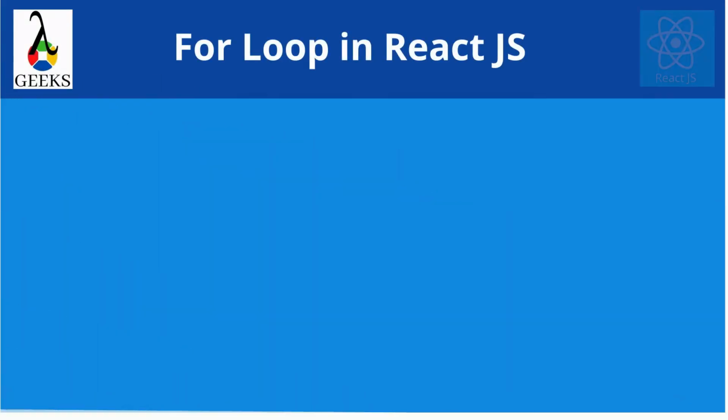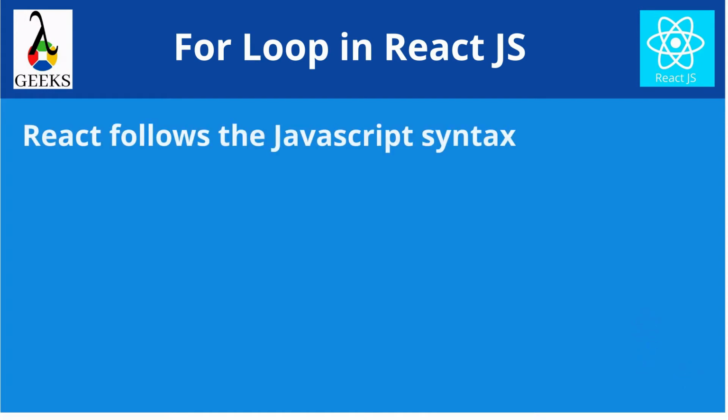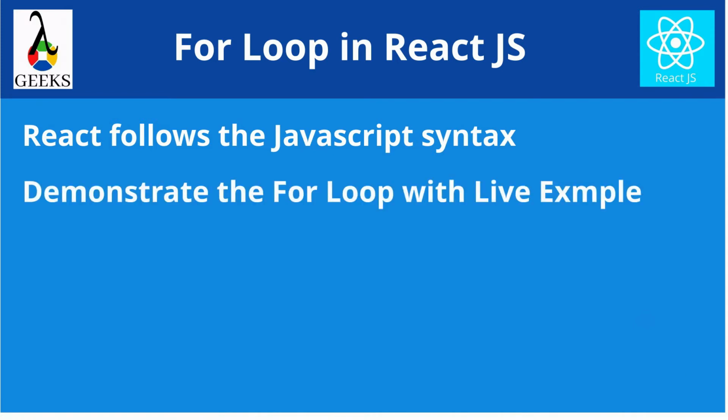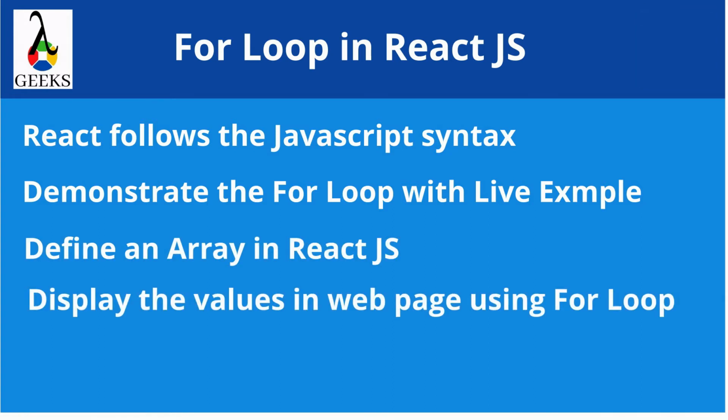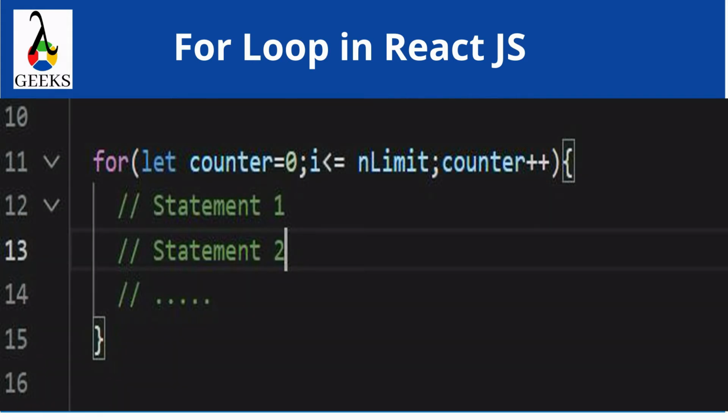Throughout this tutorial, we are going to learn how to use the for loop in React. While writing loops programmatically, React follows the JavaScript syntax. We will demonstrate the for loop with a live example. First, we will define an array in React.js with a set of values. After that, display the values in the web page using the for loop. This is the syntax of the for loop in JavaScript.